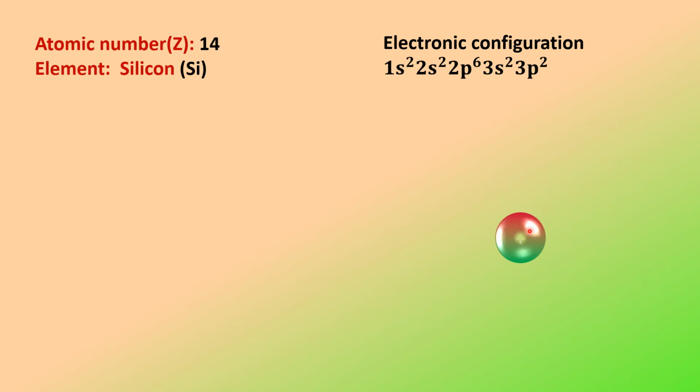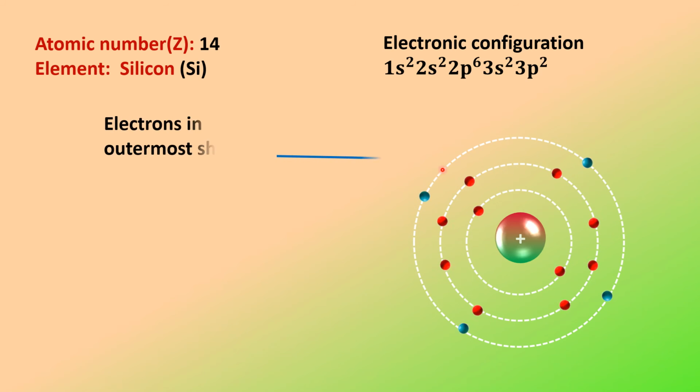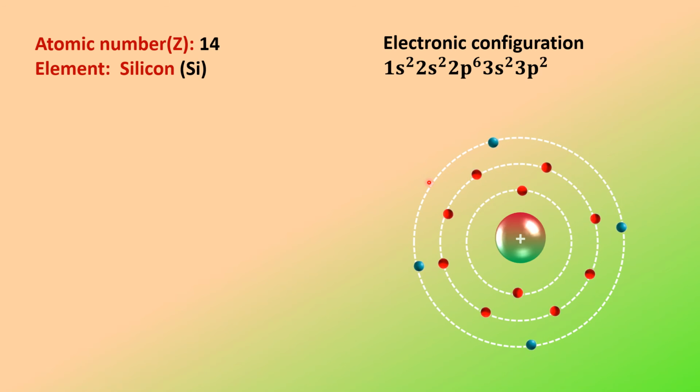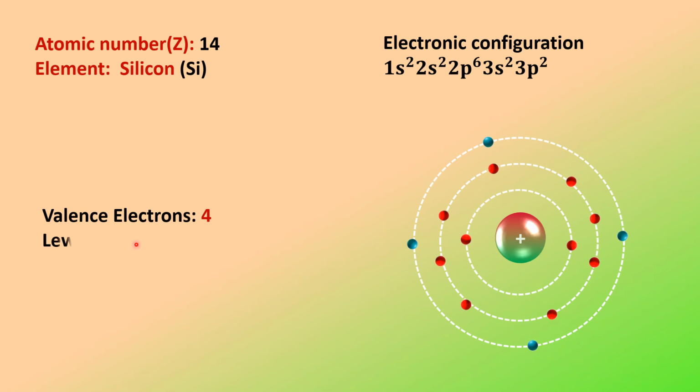This is the silicon nucleus. First, second and third shell, 1, 2 and 3. 3 shells are there. These are the 2 electrons in the first shell. These are the 8 electrons in the second shell. And these are the 4 electrons, 2 plus 2, 4 electrons in the third shell. Silicon has 4 electrons in its valence shell. Now we'll write the dot structure for silicon with 4 electrons.